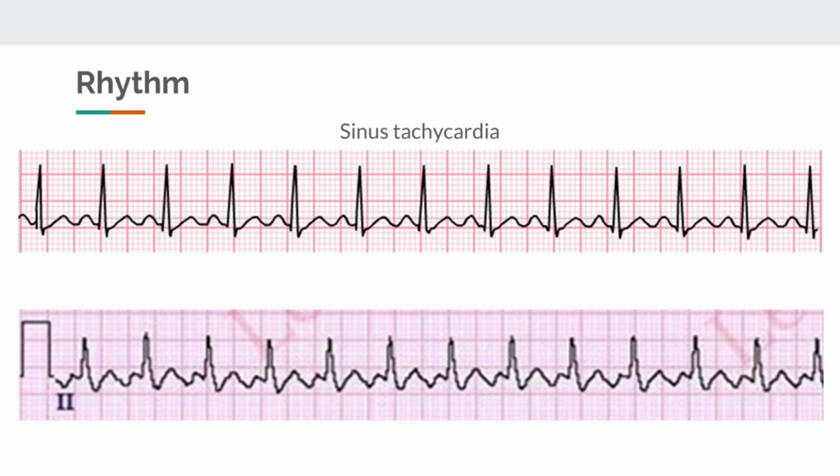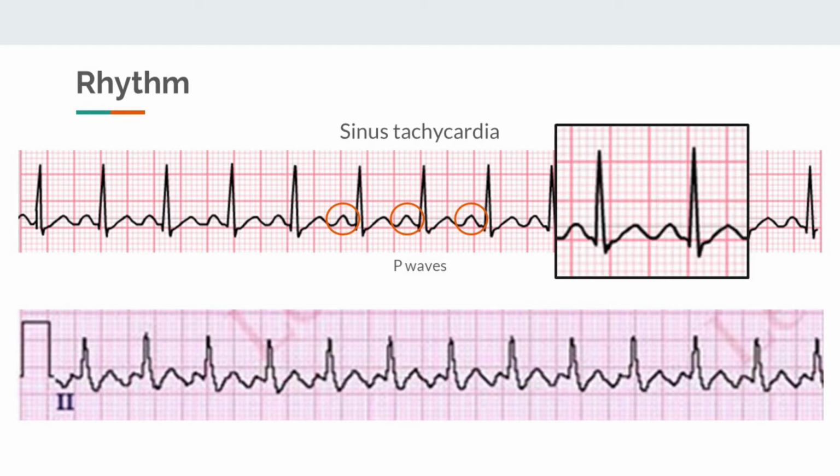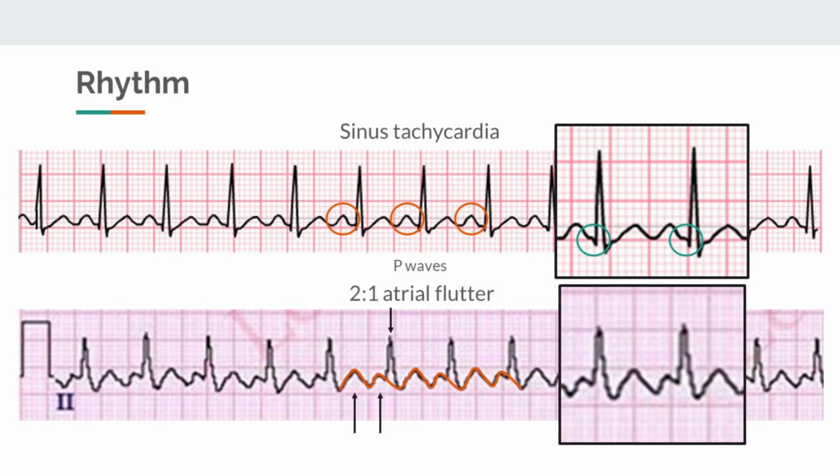So the top one is sinus tachycardia, and the way we can tell is because we can still identify the individual P waves. And although they're really small, you can still make out the PR segment as well as the Q wave portion of the QRS complex. The bottom strip is showing 2:1 atrial flutter, and if you look closely, you don't really have a PR segment, and you don't really see the Q wave portion of the QRS complex either. It's like they were cut off by the flutter waves.